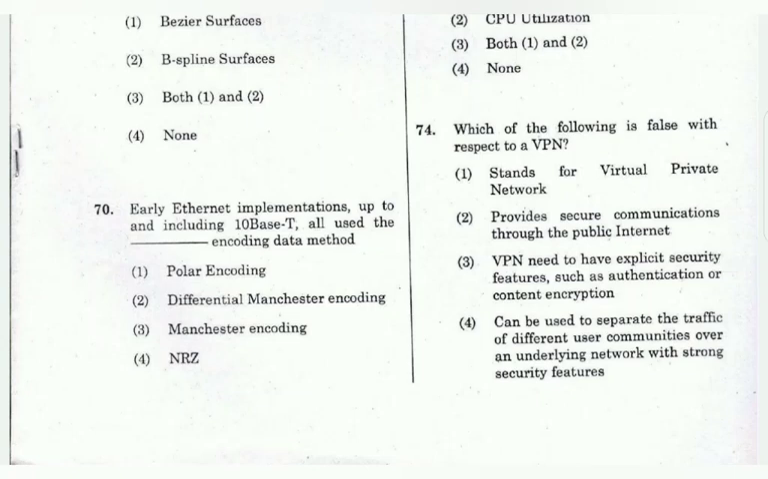Which of the following is false with respect to a virtual private network? VPNs provide encrypted communication over public networks. But not all VPNs require explicit security features such as authentication and content encryption. Some VPNs may use basic tunneling without additional encryption. So option 3, that is, VPNs need to have explicit security features, is false because some VPNs may not have encryption.